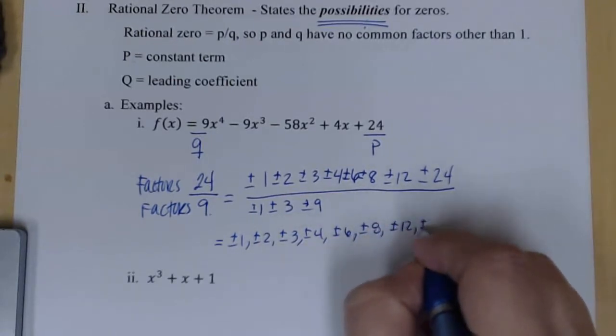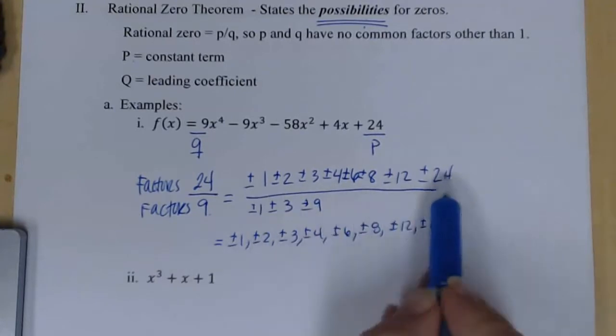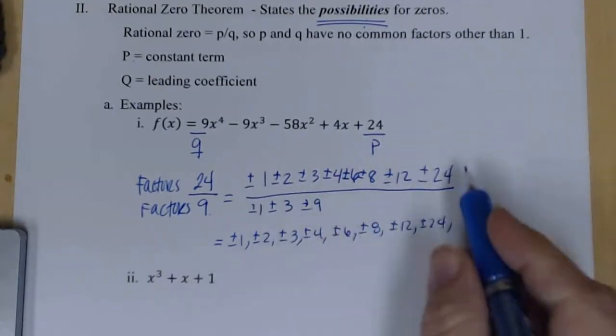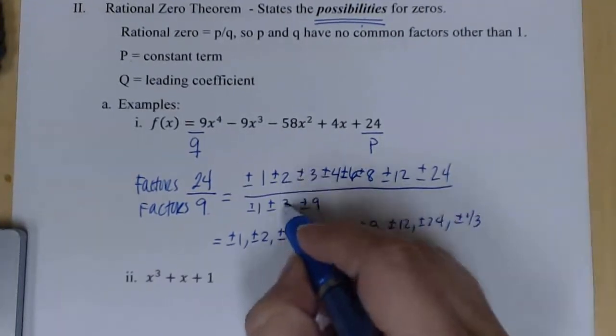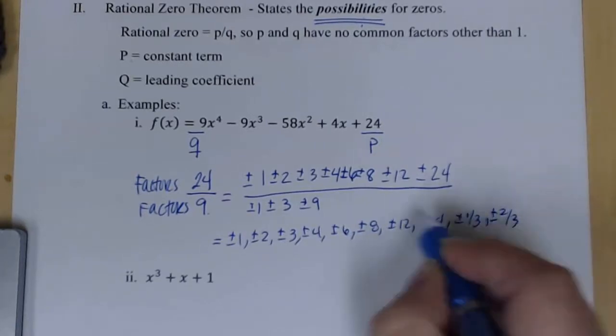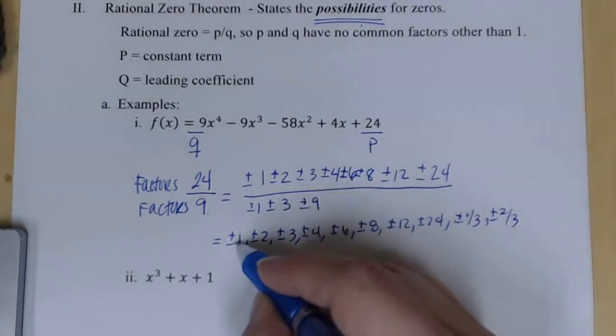Haven't lost sound, just writing them all out. Then I'm going to take all the top numbers and divide them by 3. So I get 1/3, 2/3, 3 over 3 is 1. I already have it listed.